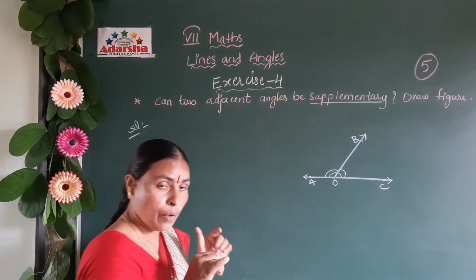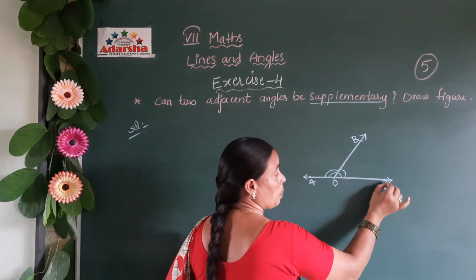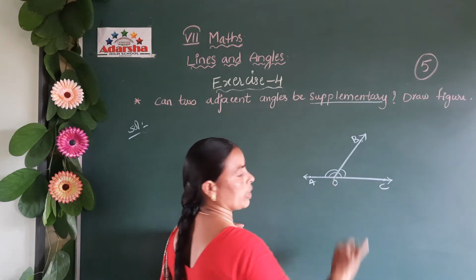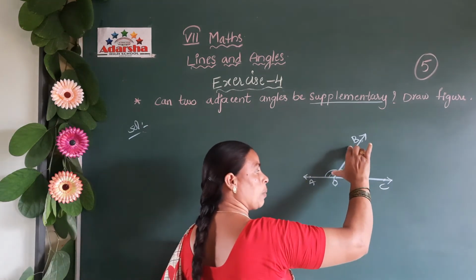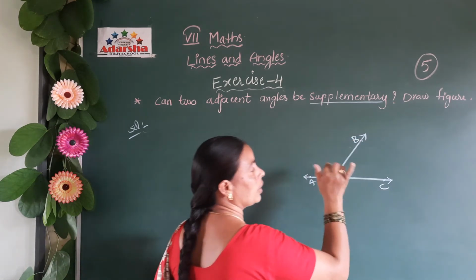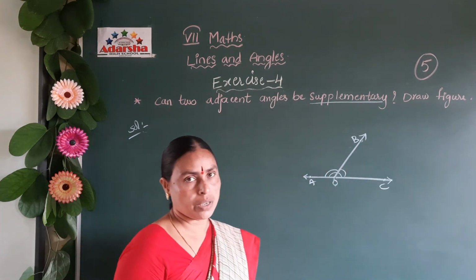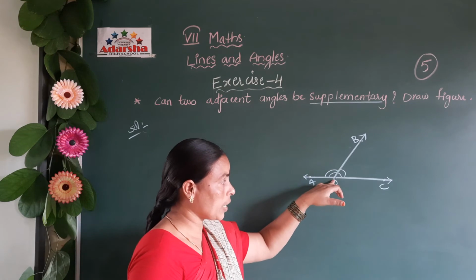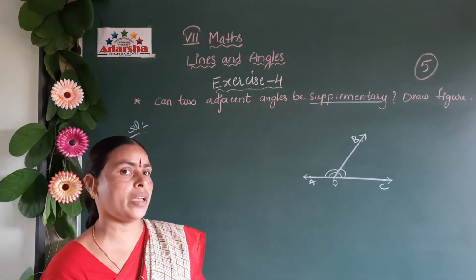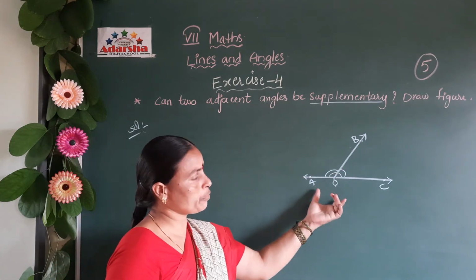What is the vertex of angle AOB? O is the vertex, and in angle BOC, O is the vertex. That means AOB and BOC have the common vertex O and they have the common arm OB. So AOB and BOC are called adjacent angles and the sum of these two angles is equal to 180 degrees. 180 degrees means supplementary. So yes, adjacent angles can be supplementary angles. This is the figure for that.